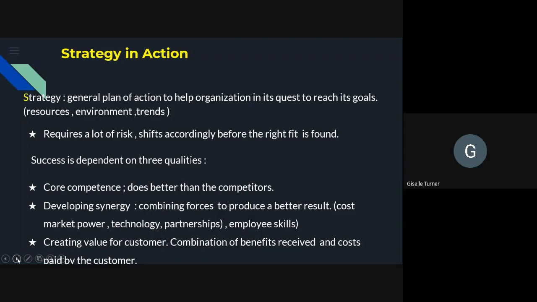technology, employee skills, so that you will be able to conquer more when you have a joint collaborative effort. Creating value for the customer. So imagine a towel that is worth $60 and you are paying $25 for it. So that's a benefit that the consumer would believe, oh, I'm really getting value for my money. Next slide, please.